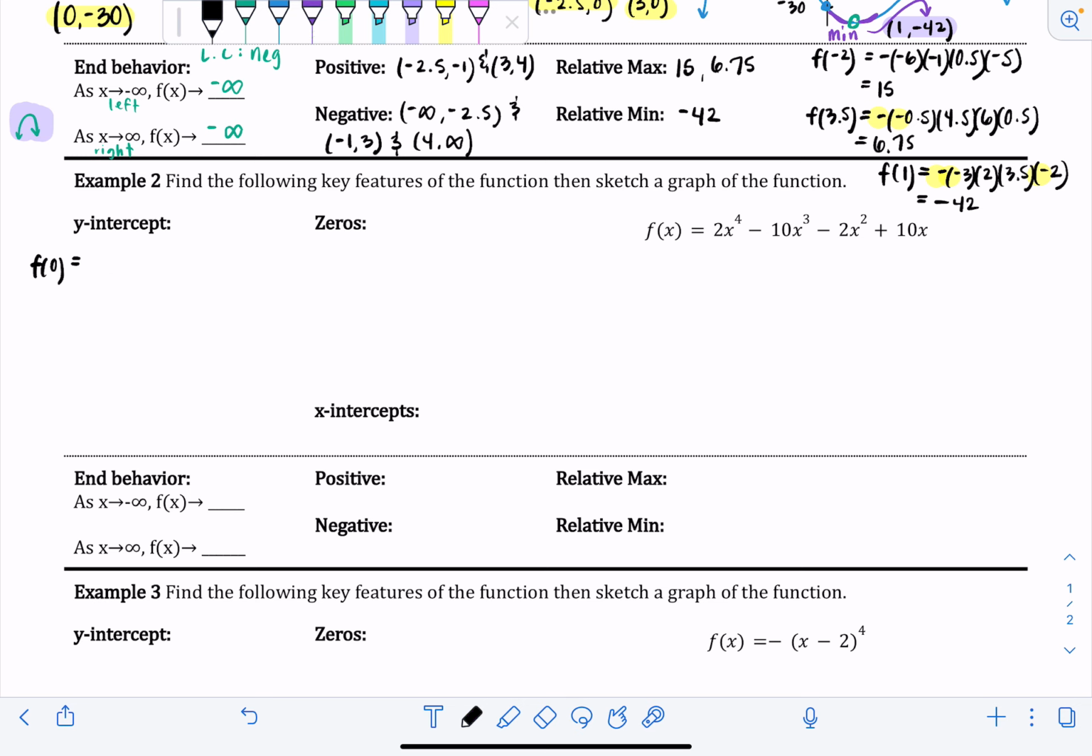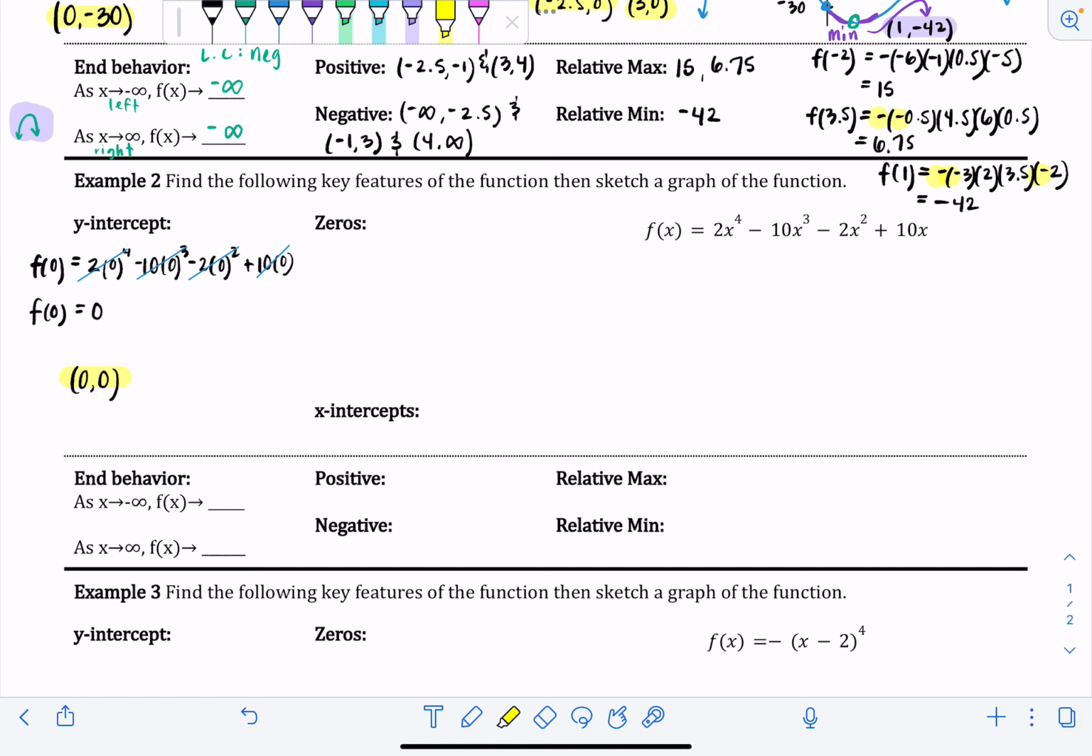I'm going to go ahead and write it out manually so you could see. It'd be 2 times 0 to the fourth power minus 10 times 0 to the third power, and then minus 2 times 0 squared plus 10 times 0. So 0 to the fourth is 0 times 2 is 0. 0 to the third, 0 times negative 10 is 0. 0 squared is 0 times negative 2 is 0. And then 10 times 0 is also 0. So all of that is just 0. So we end up with f of 0 equals 0. So we have a y-intercept at 0, 0. Also means that's an x-intercept as well.